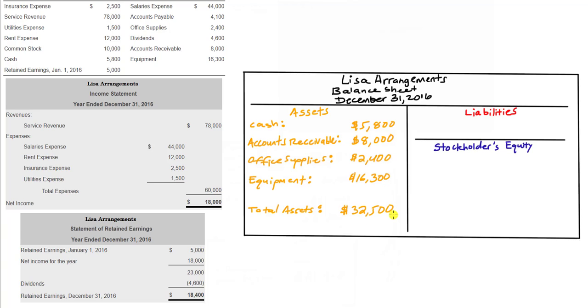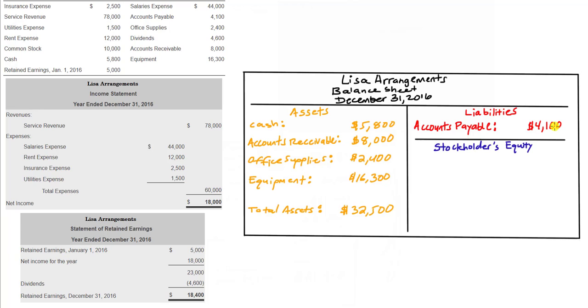All right, let's move on to the right side of our accounting equation. Liabilities. What liabilities do we have? What do we owe people as of this moment in time? Insurance expense, no. Service revenue, no. Utilities, rent, common stock, cash, no. Accounts payable, there's a liability. Office supplies, dividends. Okay, so we have one liability, accounts payable, $4,100. And we're not going to total this.